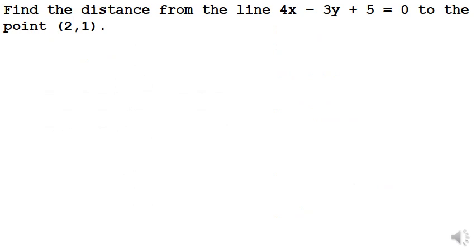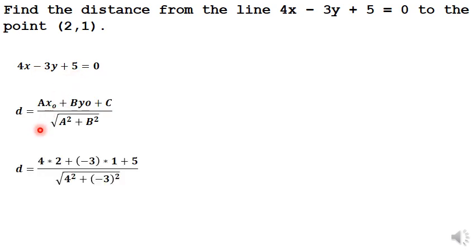Find the distance from the line to the point. So this is the equation of our line. This is our a, our b is negative 3, and our c is 5. So we use this equation now. So we have 4, and this is negative 3, and this is 5. And our point is 2 and 1. So we have 2 and 1. Our a is 4, our b is negative 3.